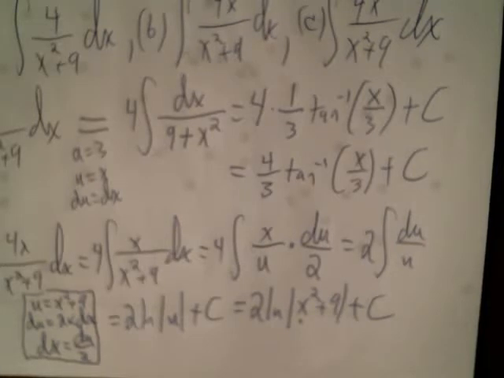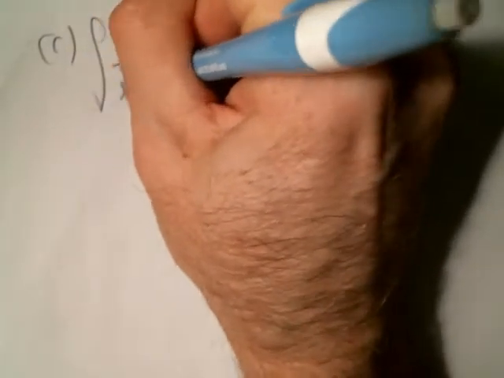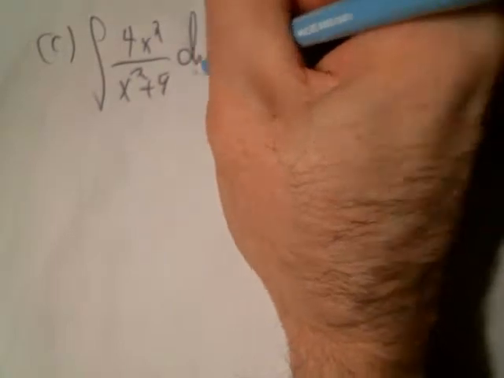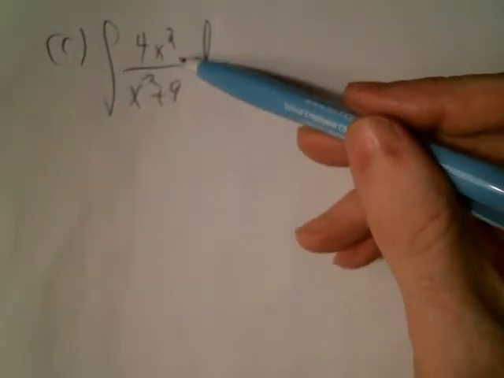Okie dokie. So anyways, the third one, let's look at that guy. See how that one pans out for us. The integral of 4x squared all over x squared plus 9 dx. Okay, this time I think I'm going to do some long division.